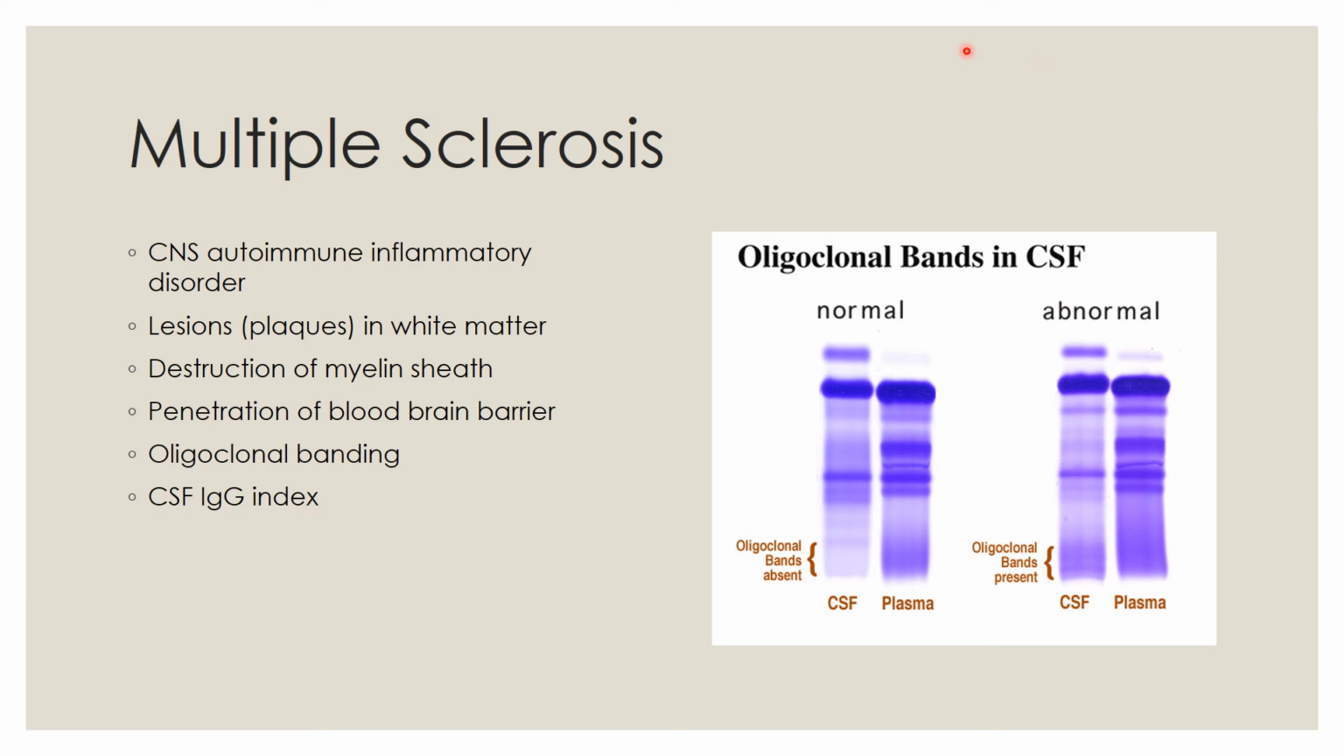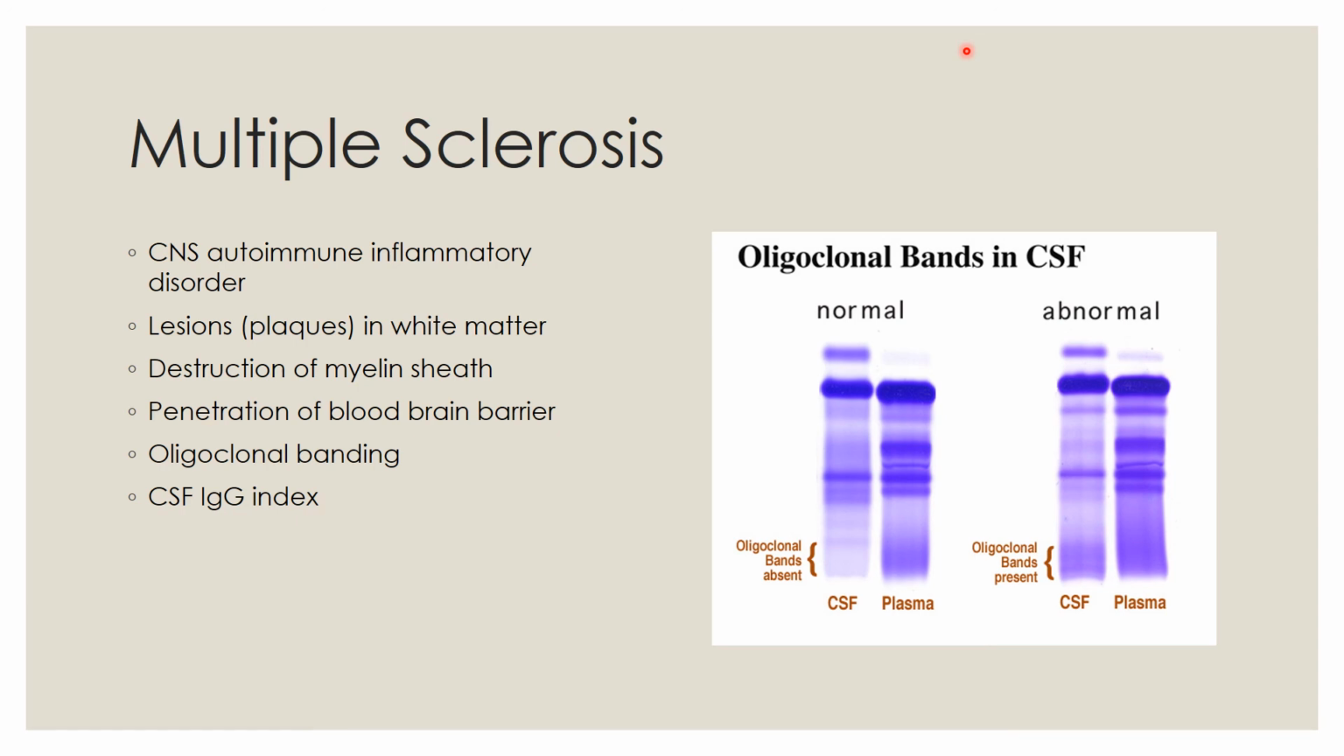So the presence of oligoclonal bands, depending on how many you see, is highly suggestive of MS. They have found up to 8 bands present. You need to see at least 4 in order to call it positive, okay? Or they actually report it as oligoclonal bands present, okay?